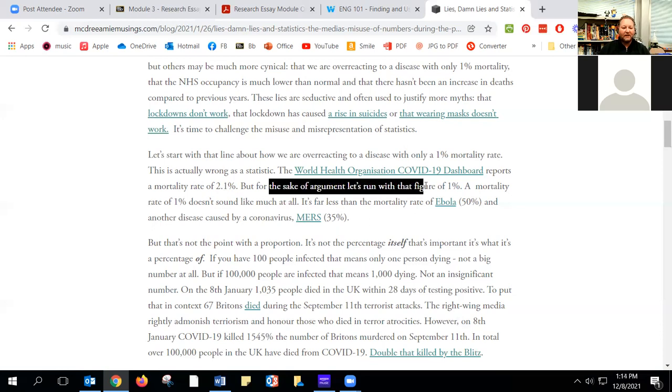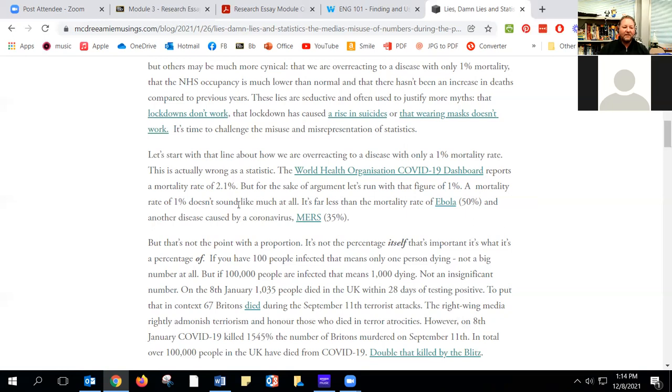But let's say for the sake of argument, let's keep it at 1%. Someone's arguing it's only a 1% mortality rate. That's why we shouldn't worry about COVID. It's so low, right? A mortality rate of 1% doesn't sound like much at all, 1 out of 100 dying. I mean, it's still one tragic death, but it doesn't sound terrible. It doesn't sound like enough to shut down the global economies, to kick everyone out of their dorms and send everyone home from college and stuff like that, right?